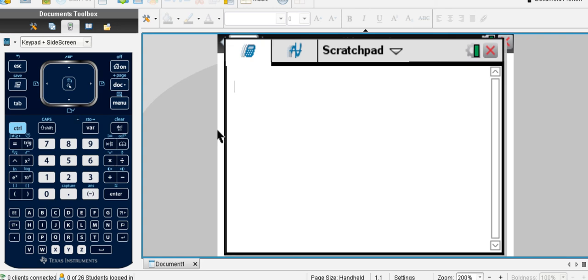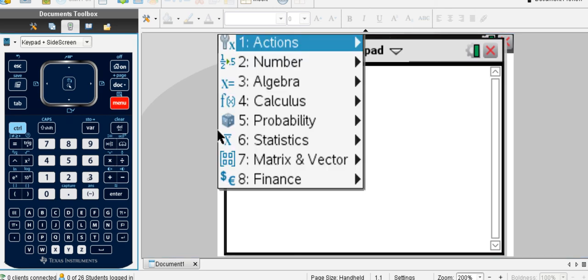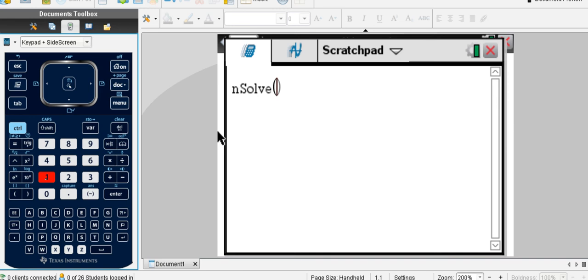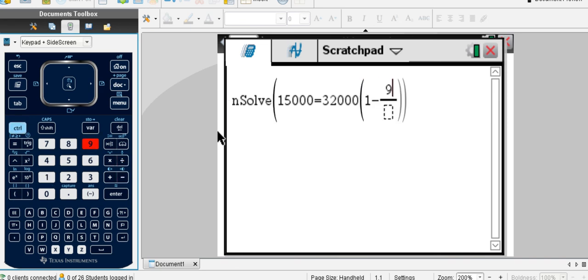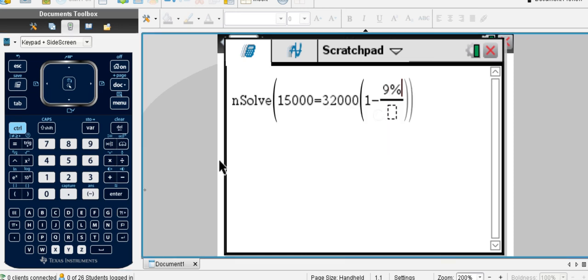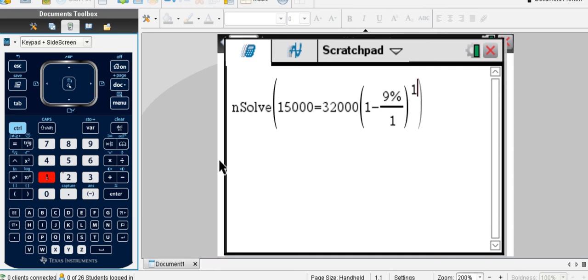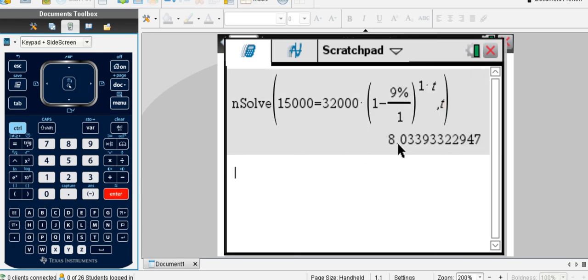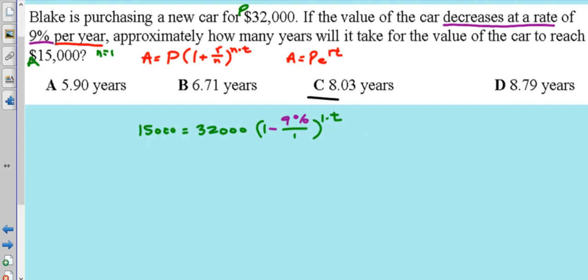If we wanted to solve it, you just go to your calculator, and we're going to press menu 3.1, which is menu, algebra, numerical solve, or you just type in solve, and you could type this in. 15,000 equals 32,000, parentheses 1 minus 9%. The percent button is next to the G over here. All this is over 1, and this is raised to the power of 1 times T. And we're going to solve for T, so you do comma T on the outside. That's how you would type it in. And it says about 8 years. It looks like 8.03 years, which is the answer choice C.